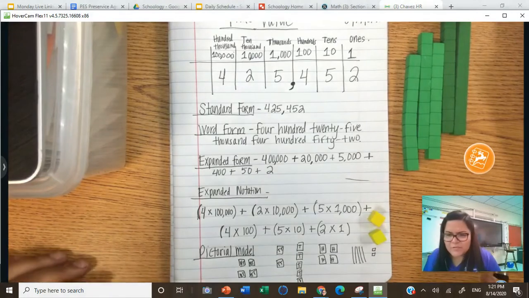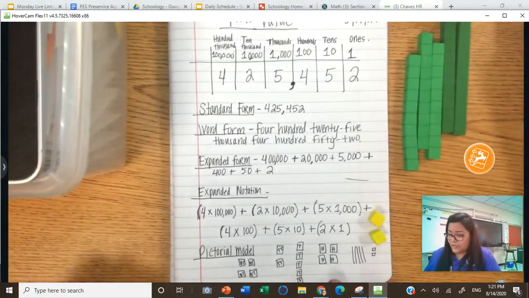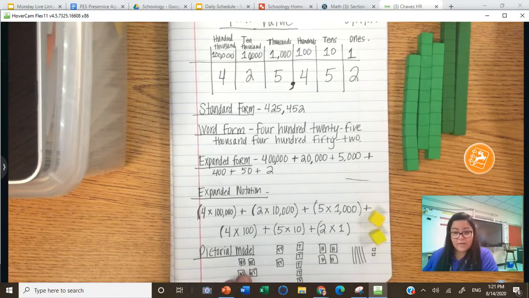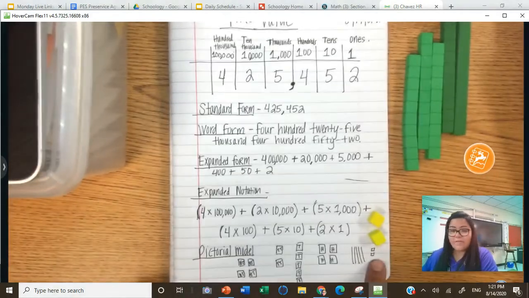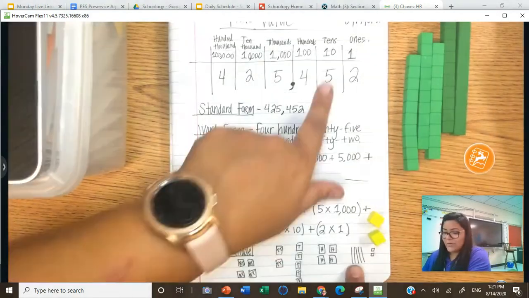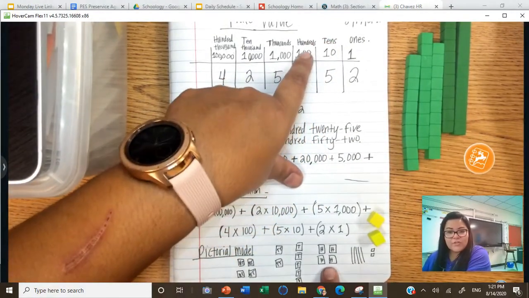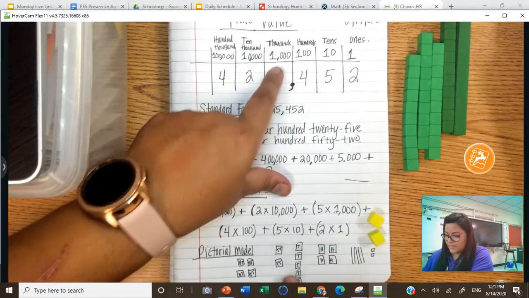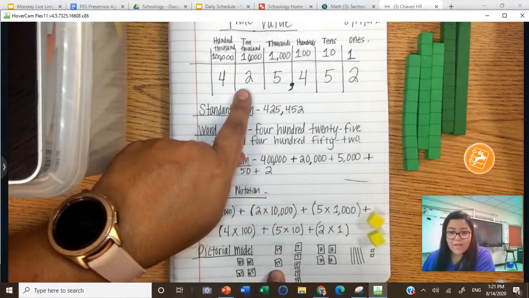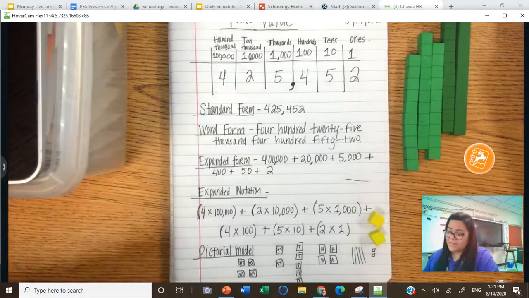What is all this, Miss Chavez? Why am I drawing a bunch of squares? Well, it's not just squares. Each square has a letter in it, okay? And those letters represent place values. Remember, we made that connection. So here I have 2 1s. The next one is 5 10s. And then I have 4 100s. And then I have 5 thousands. And then I have 2 10,000s. And then I have 4 100,000s.